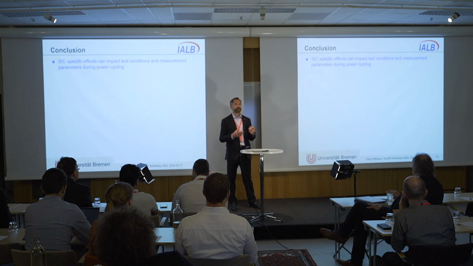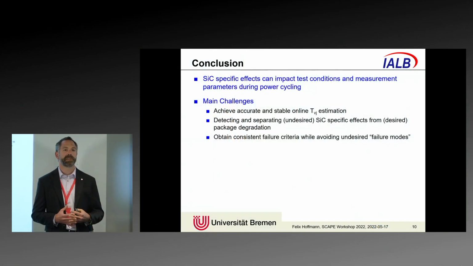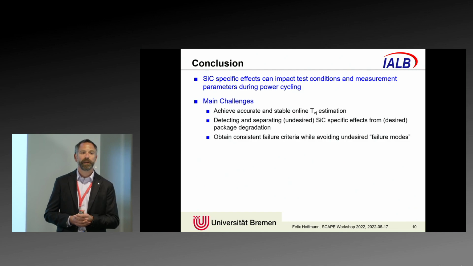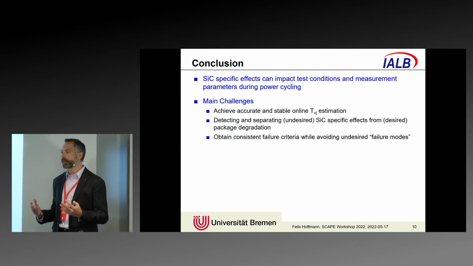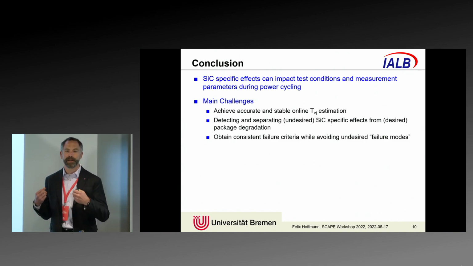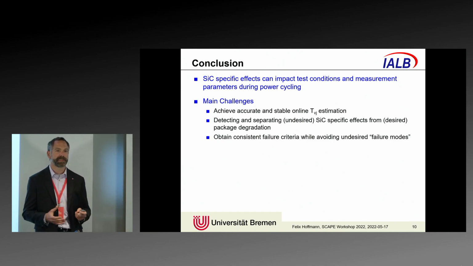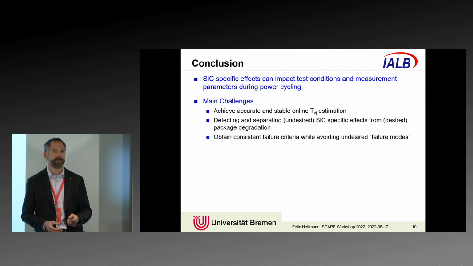In this talk, I talked about several silicon carbide specific effects which can impact the test parameter and test conditions during power cycling. And the main challenges are to achieve accurate and stable online junction temperature reading. Furthermore, detecting and separating undesired silicon carbide specific effects from the desired package degradation, and also obtaining consistent failure criteria while avoiding undesired failure modes.